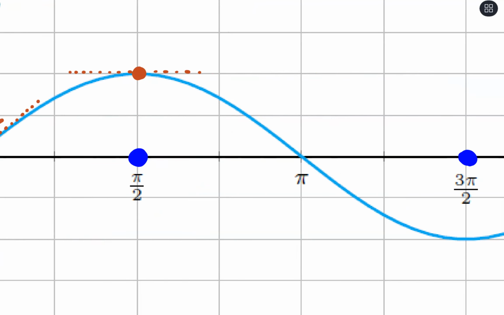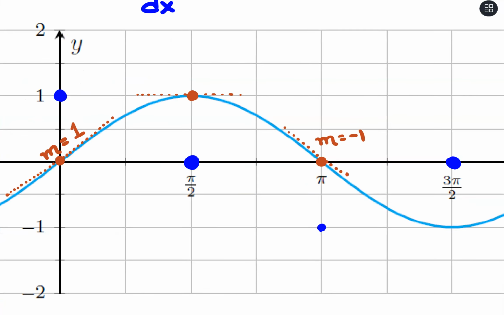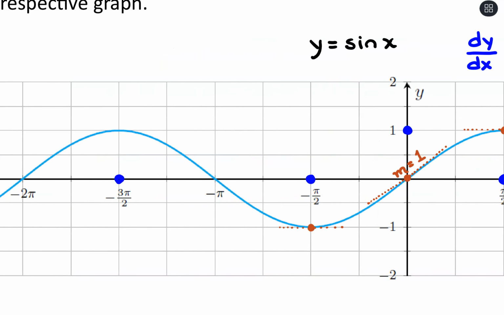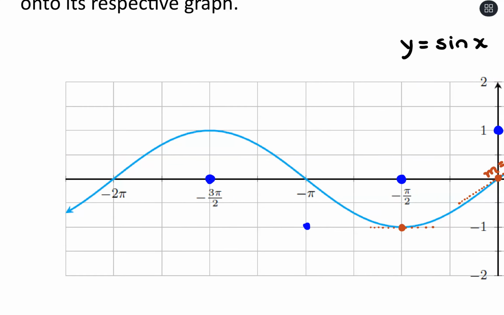Now at pi, we have the same thing. The rate of change there is going to be a 1, but in this case it's going to be a negative 1 because we have a decreasing slope. So we would be plotting our point down here. And then at 2 pi, we'd be back up at positive 1. And over here, at negative pi, we would have a negative slope, so that would be a negative 1. At negative 2 pi, we'd have a slope of positive 1.